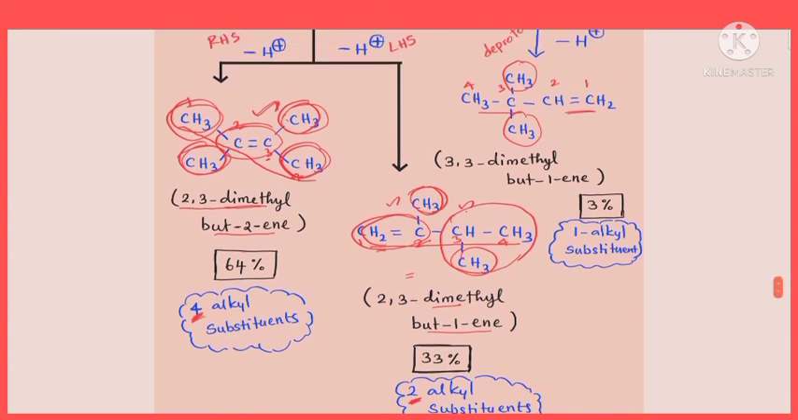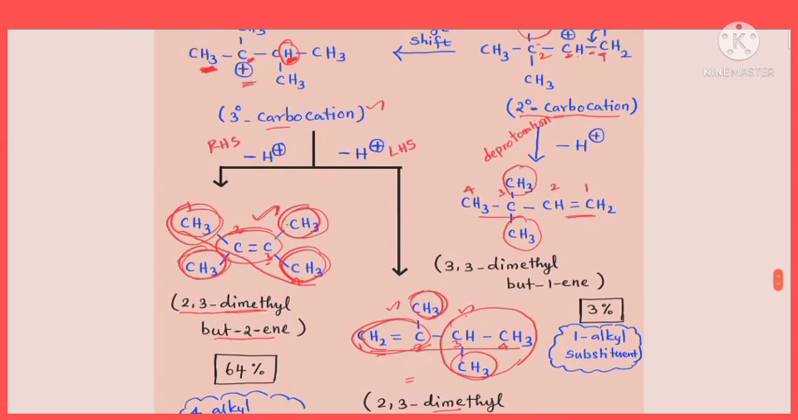Okay, the one we get directly from the secondary carbocation has only 1 alkyl substituent, because see, this is the carbon-carbon double bond portion. Now here the whole group together is considered one substituent, the tertiary butyl substituent. This alkene has only 1 alkyl substituent. That alkyl substituent is nothing but the tertiary butyl group. This is the alkene with the least number of substituents. That is why it is formed in a lesser amount, only about 3%. Okay, so this is the mechanism of Saytzeff's rule.